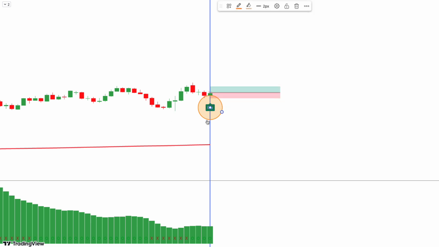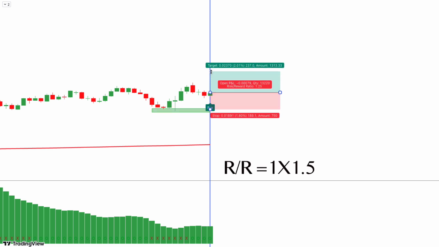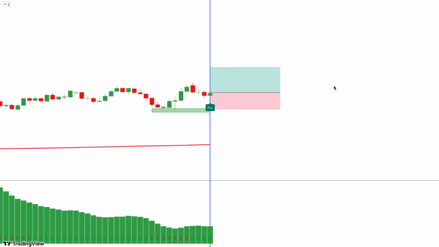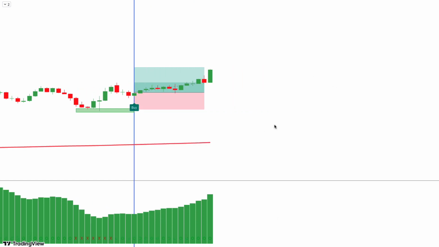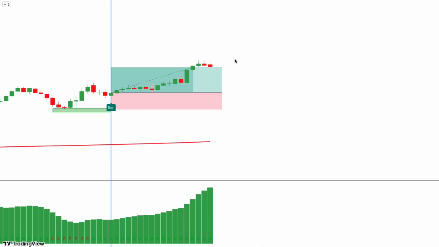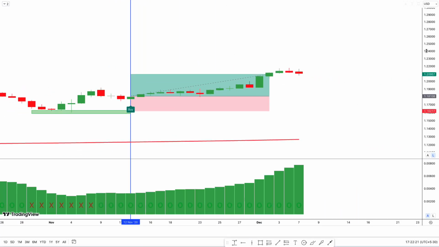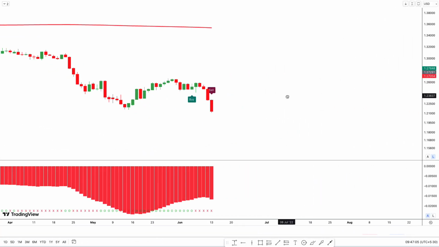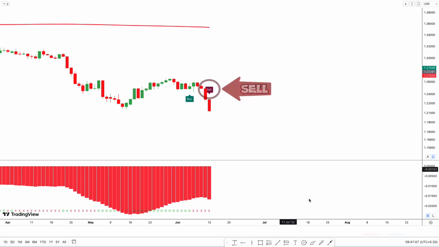Then consider using the recent swing low as your stop-loss level. Ultimately, set the target at a 1:1.5 risk to reward ratio. Now we can see how to place this trade. And we won this trade.